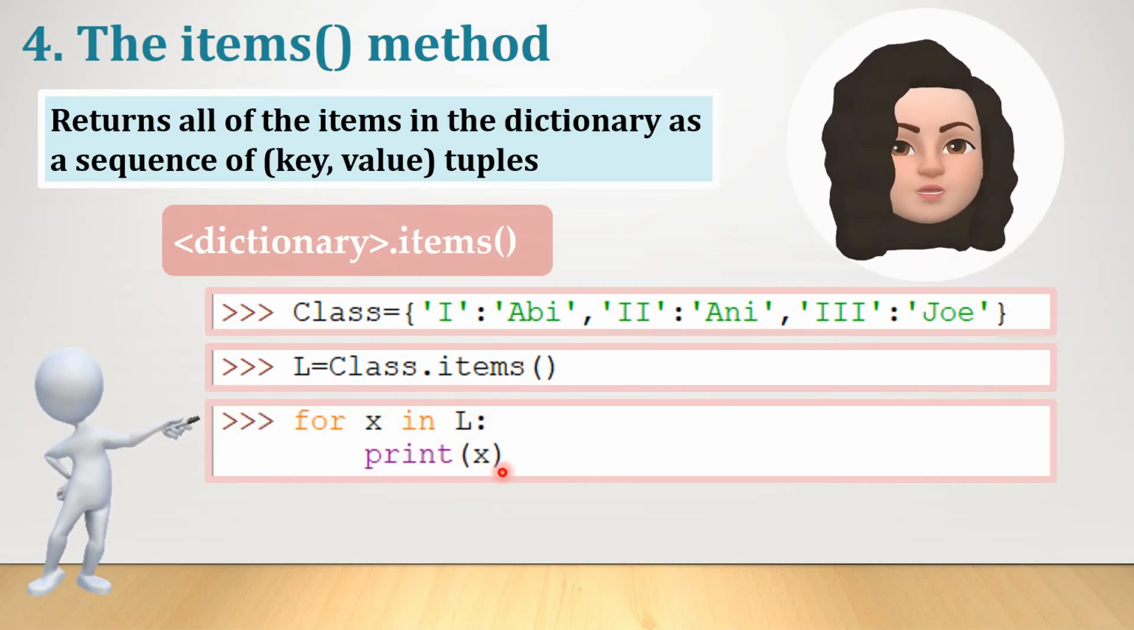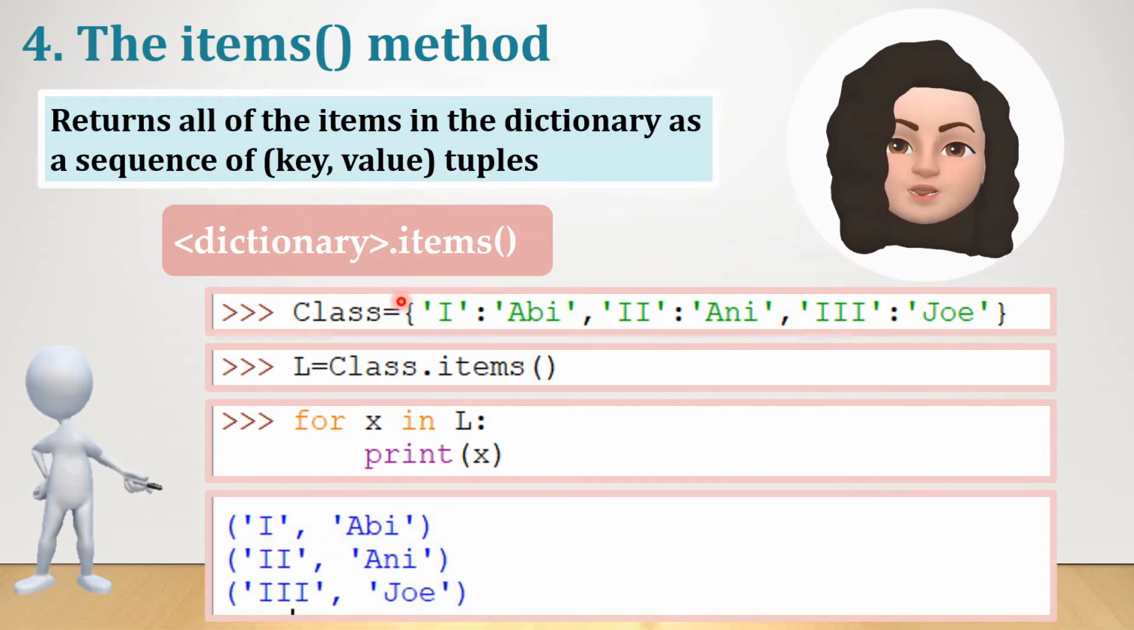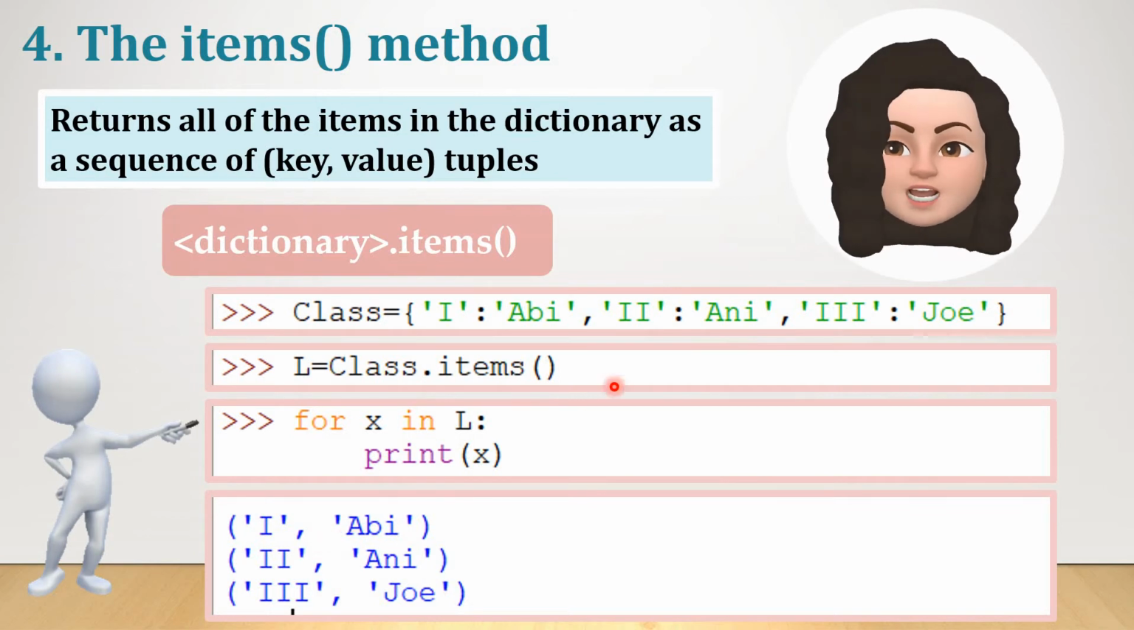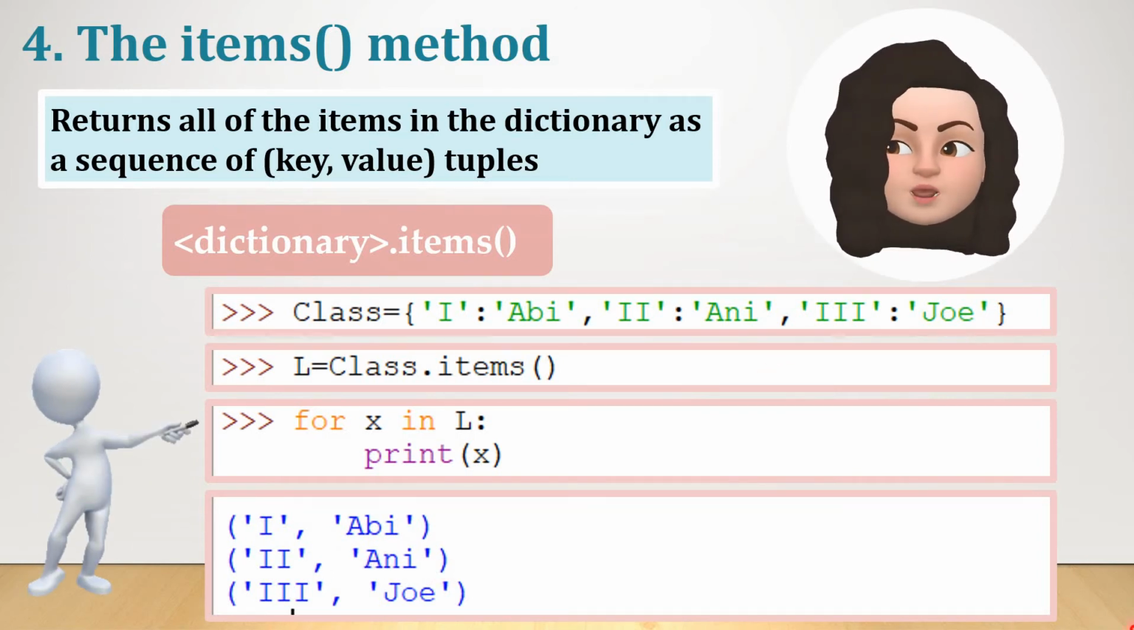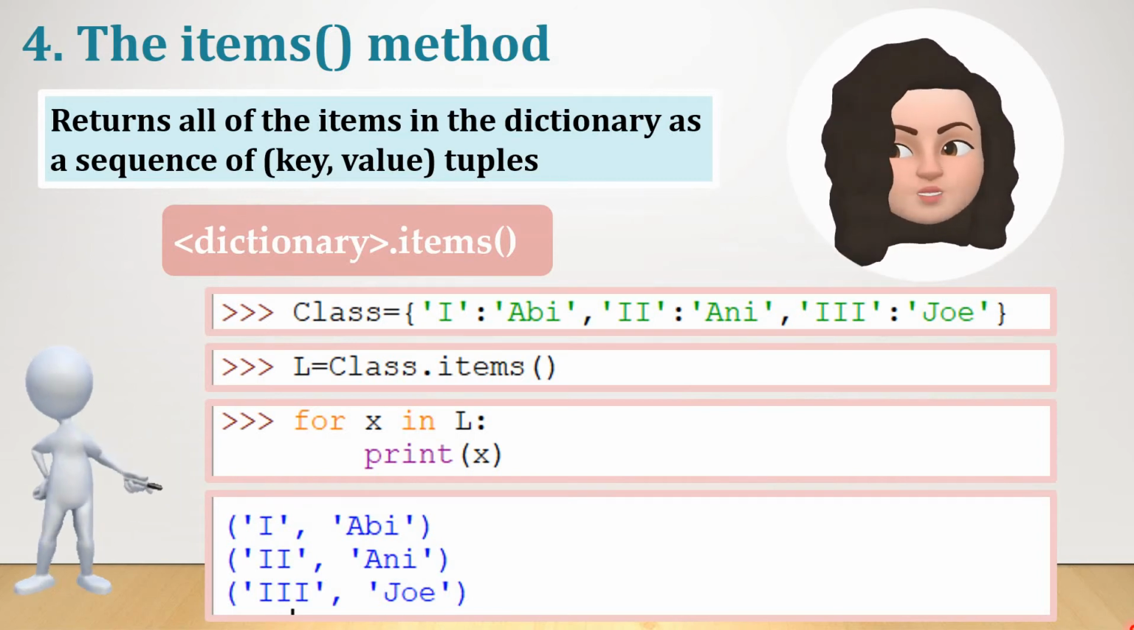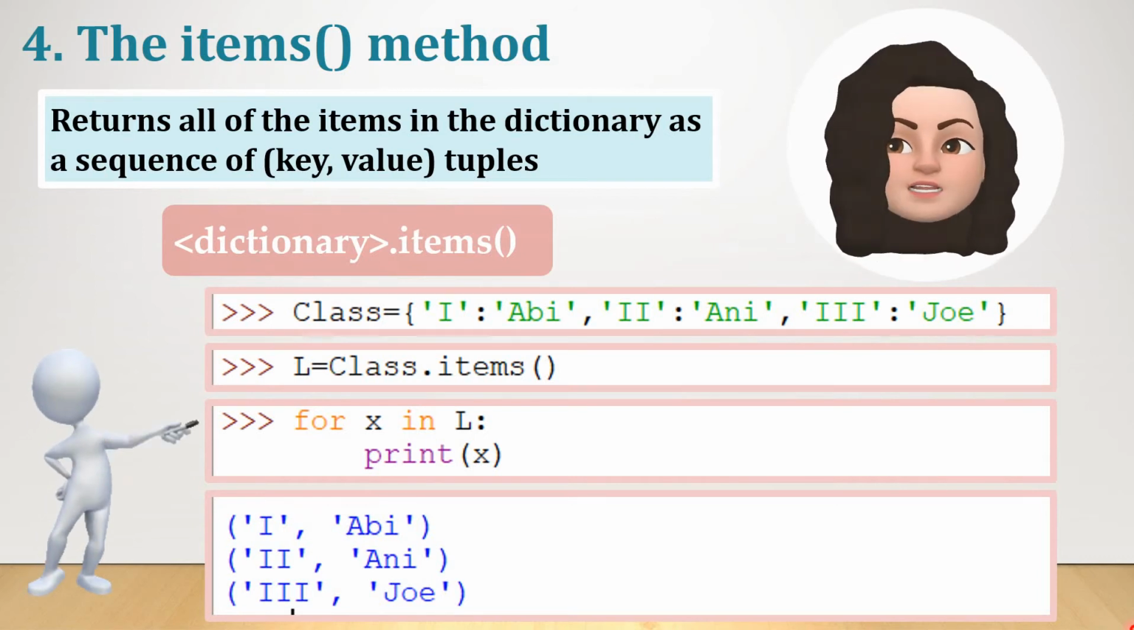What happens? What is the first key value pair? 1: Abby. It will be displayed in a tuple format. The next key value pair, 2: Annie, will be displayed. Then 3: Joe will be displayed. So everything will be displayed in a tuple format. So the items method will return the items of the dictionary as a sequence of key value tuples.